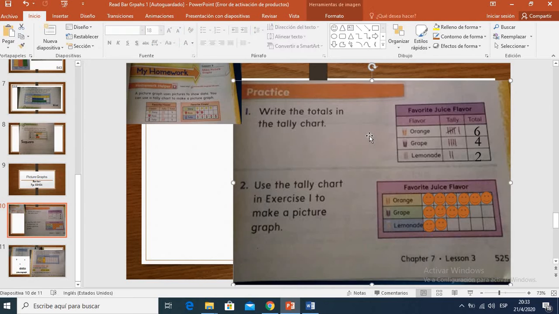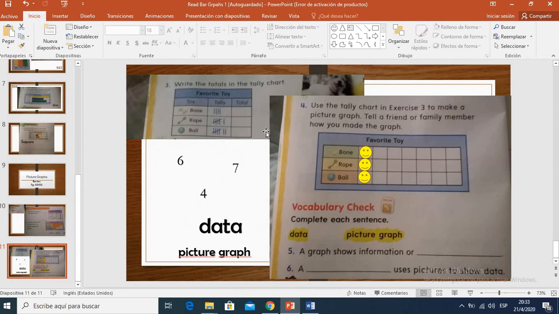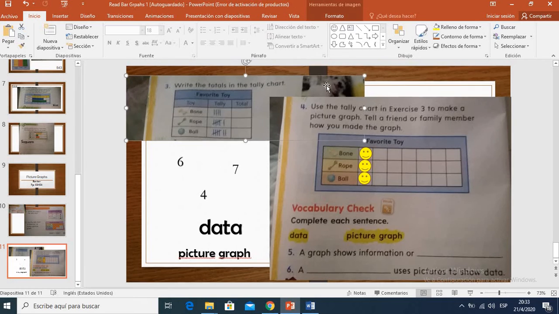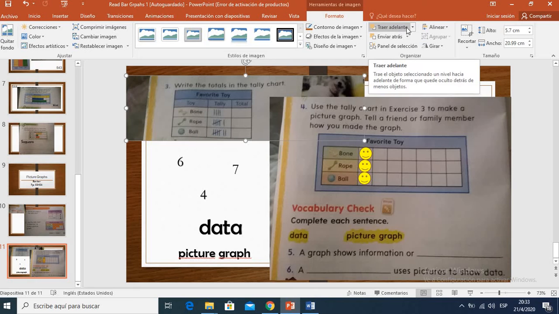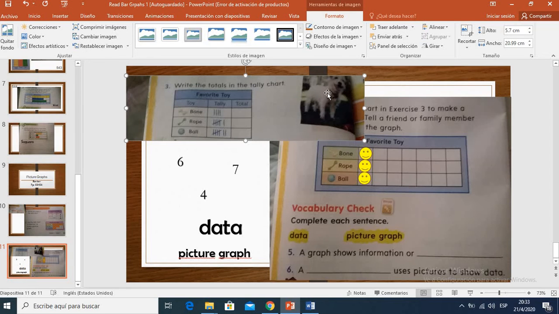If I'm doing it too fast, you just pause the video and then you can continue working. Okay? Actually, you can do this by yourself, but I'm trying to help you. If you are ready, let's go to page 526. Just turn the page. It's exactly the same, but this survey is about the favorite toy for dogs. If you see your page, you're gonna see a little dog here, right? So these are the favorite toy for dogs. Bone toys, no food, okay? Bone toys, rope toys, and ball toys, okay?